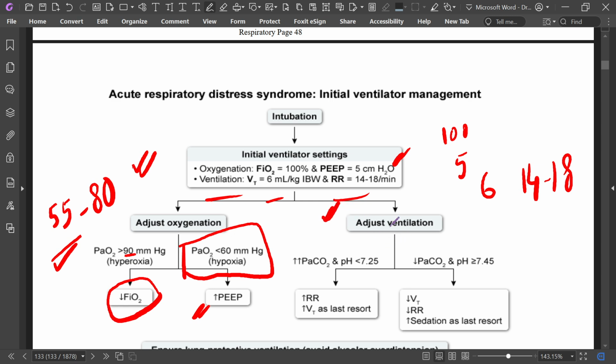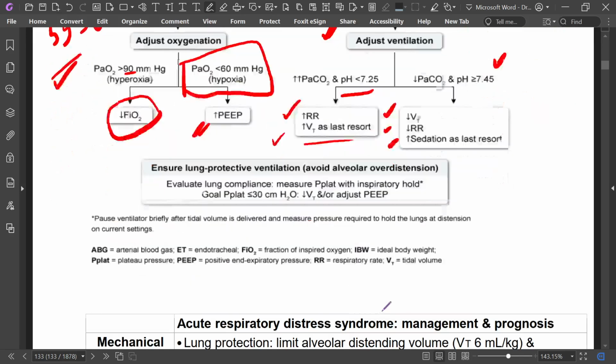Then adjust ventilation. How will you adjust ventilation? We look at pH. If acidotic, then you should increase the respiratory rate and increase the tidal volume as a last resort. If alkalotic, you have to decrease tidal volume first, then respiratory rate, and increasing sedation is the last resort.